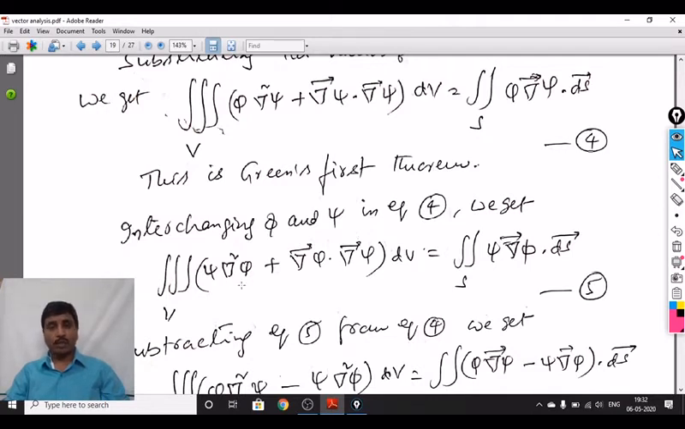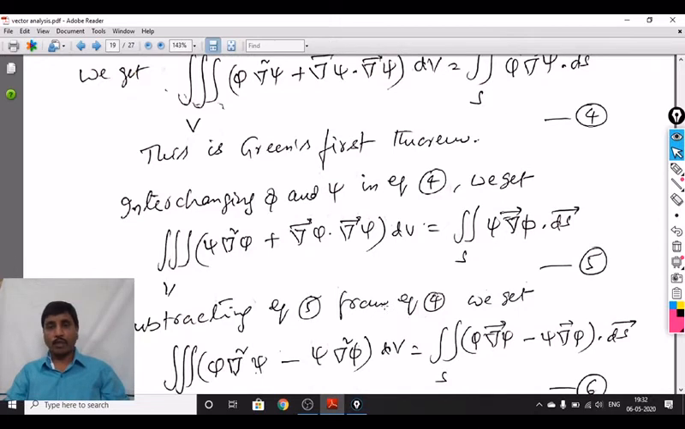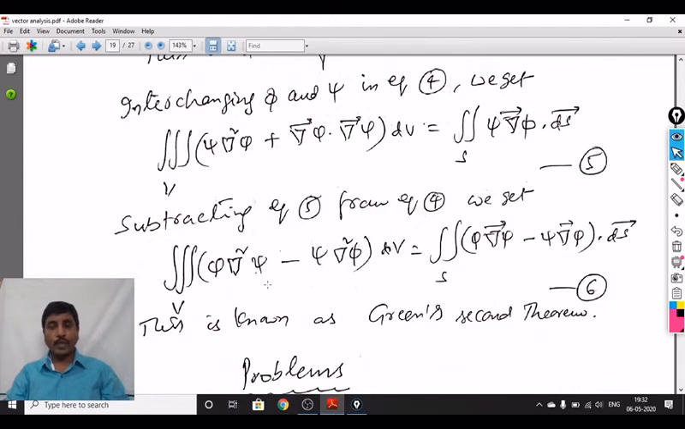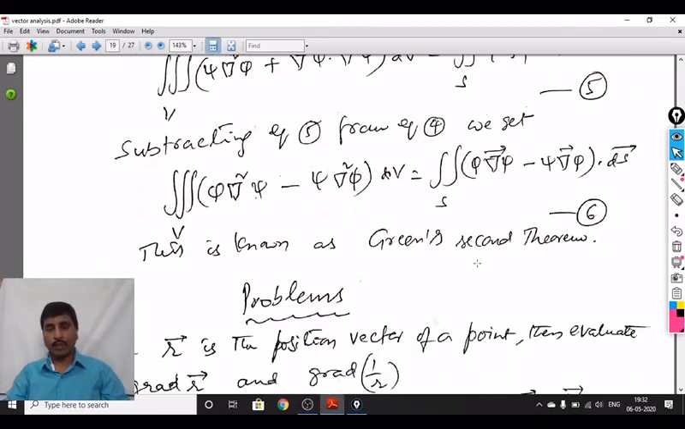If we interchange the scalar functions phi and psi, we get the volume integral of psi del square phi plus del bar phi dot del bar psi dV is equal to the surface integral of psi del bar phi dot dS bar. Now subtracting this equation from equation 4, we get the volume integral of phi del square psi minus psi del square phi dV is equal to the surface integral of phi del bar psi minus psi del bar phi dot dS bar. This is the second form of Green's theorem.